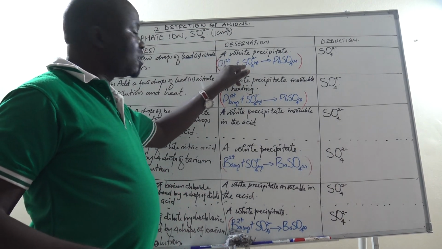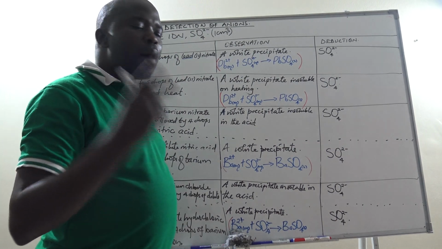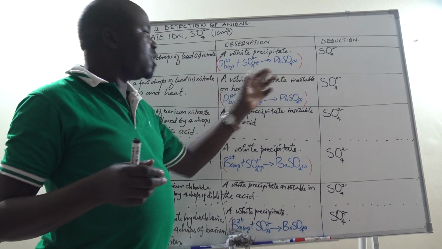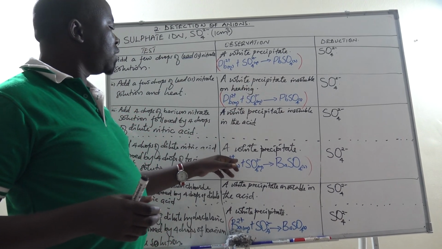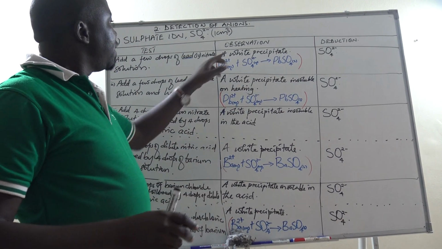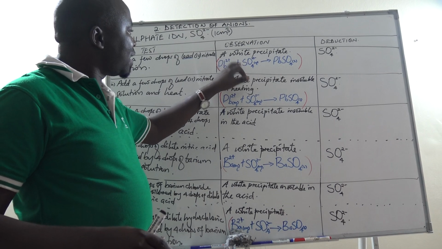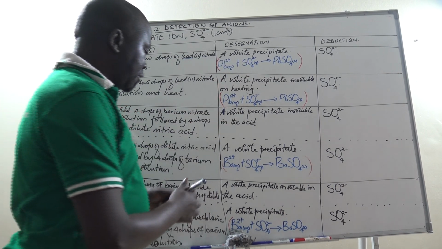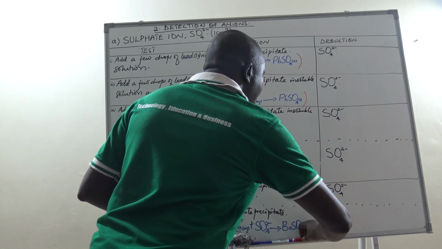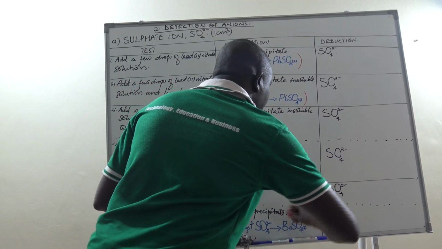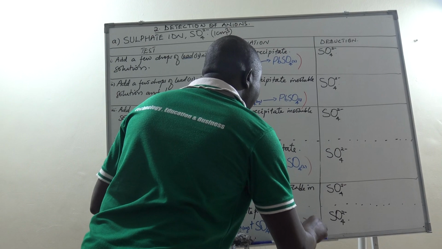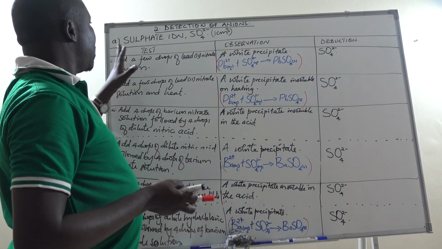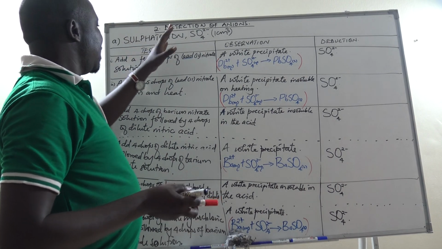These reaction equations can be asked for in your paper too. So you need to be able to write them very easily in that theory paper. That's why I put them here. But in your practicals, there will be no space for you to write these reaction equations. These ones are just for your own consumption during your revision. You should be able to write them very easily. I believe you have understood this, and this is how we can test for or detect sulfate ion in solution.